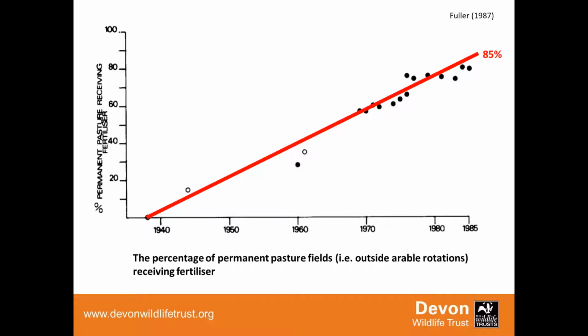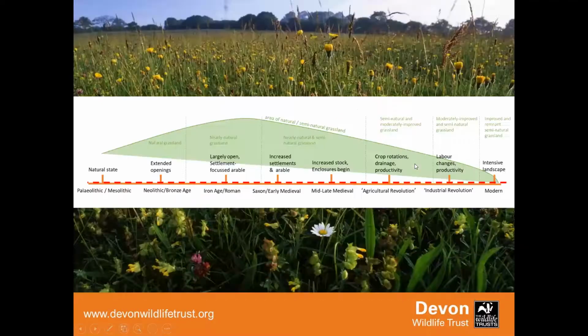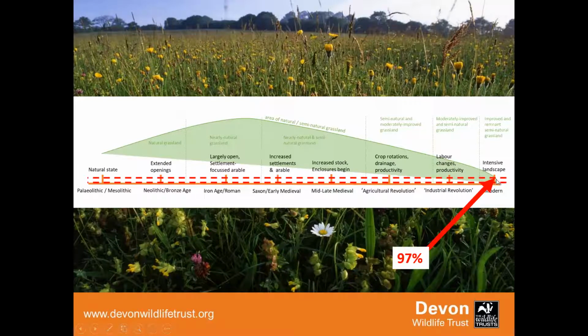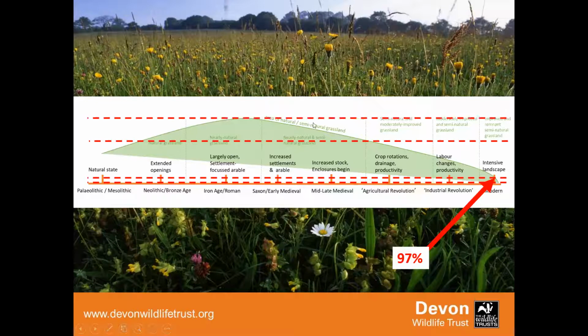So that's our history side almost complete. So yes, we have lost 97% of our grassland, but only since 1930. And actually, you could argue that we've lost an awful lot more since the agricultural revolution, and even more since the very peak of grasslands in the countryside.